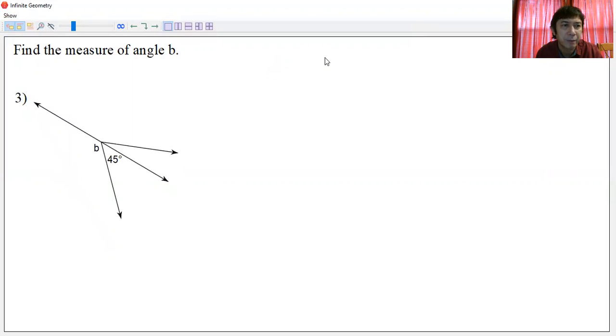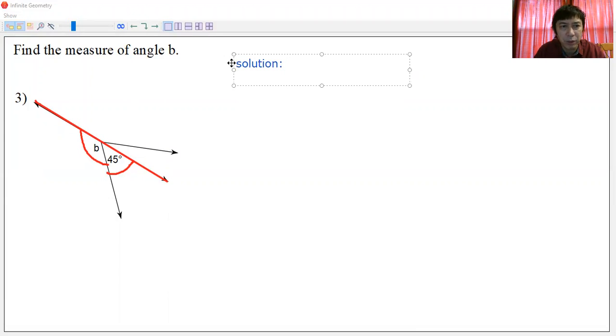Here's the next diagram or figure. Find the measure of angle B. You just have to observe the diagram first before you conclude how you are going to write the equation. By observation, you can see that this is again another straight line there. We have the angle B, and this is the other angle. The total forms a straight line or a straight angle. Therefore, they are supplementary.